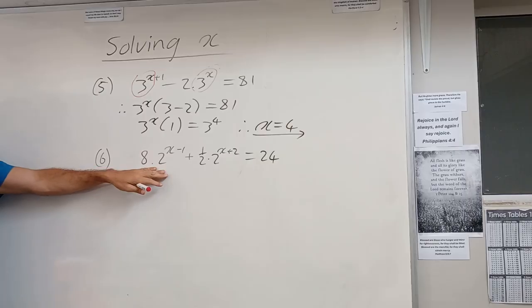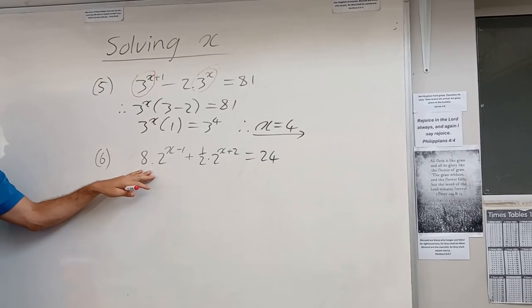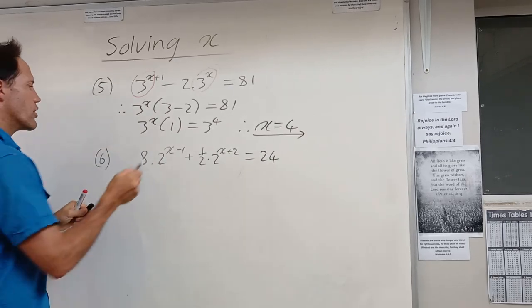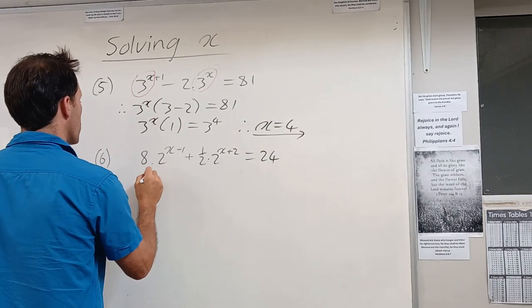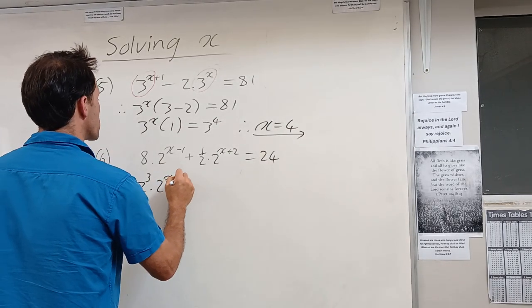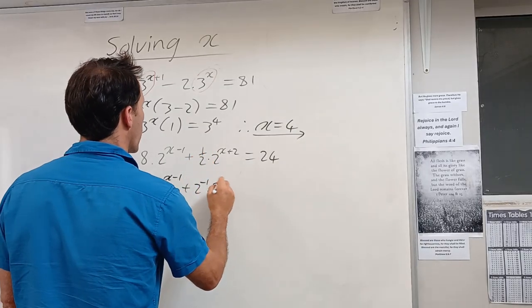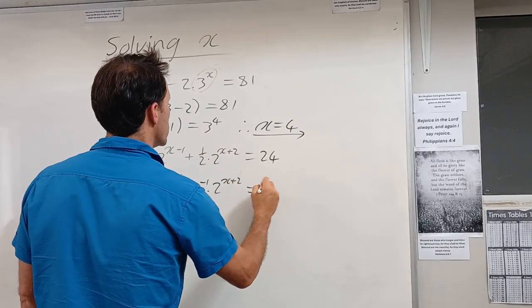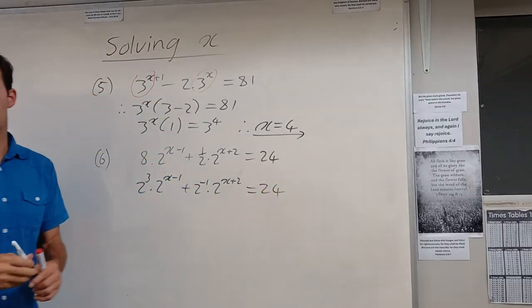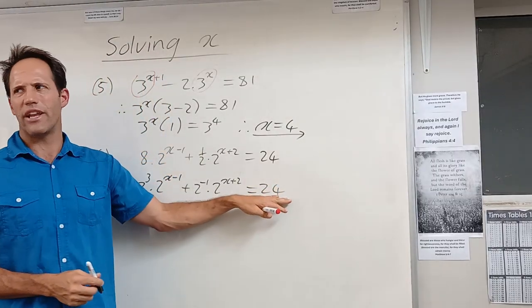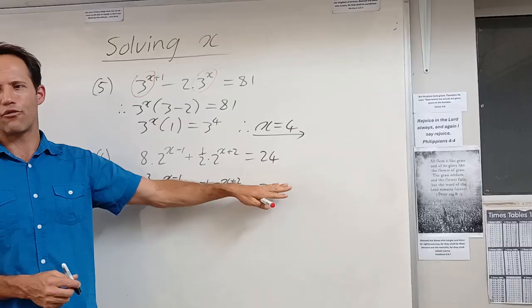Again, remember, the 8 for instance is 2 to the power 3. So you can change the 8 to 2 to the power 3 times 2 to the power x minus 1. The half is 2 to the power negative 1 times 2 to the power x plus 2. I'm going to leave the 24 because it's on the other side and it doesn't have an x next to it. So we can leave it like that for now.